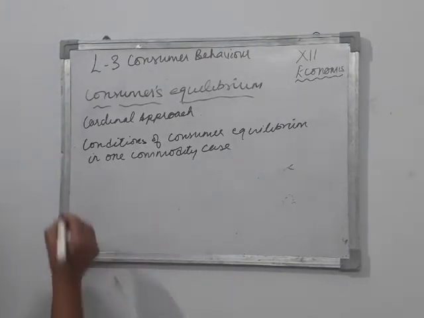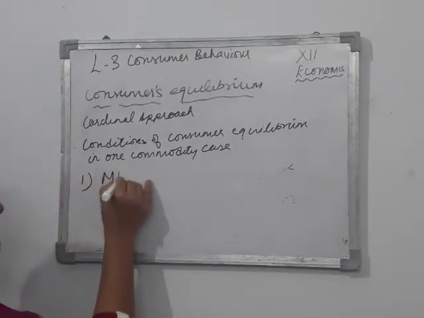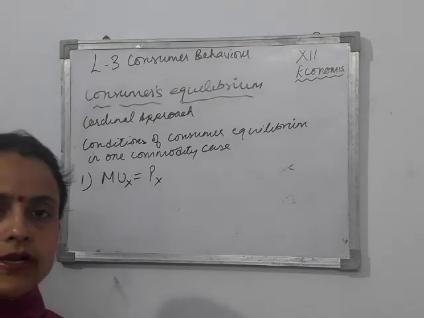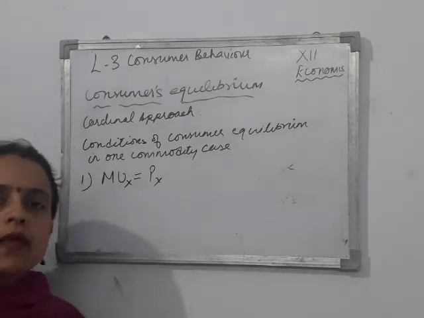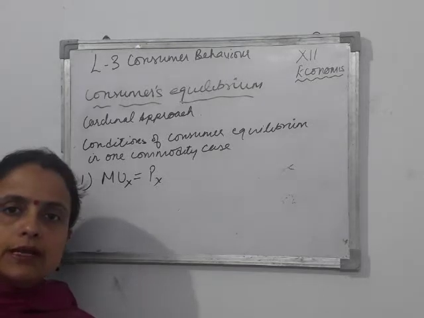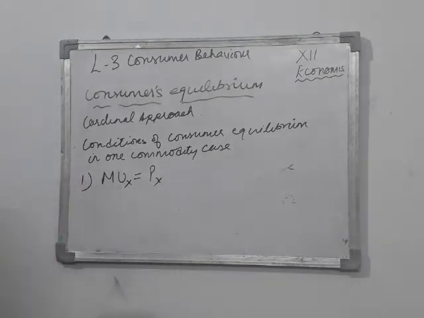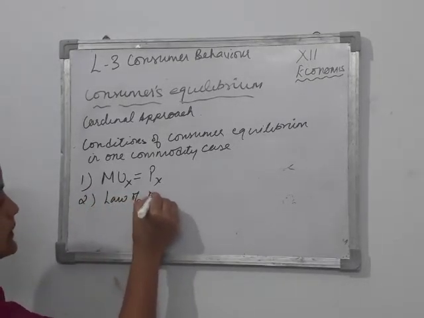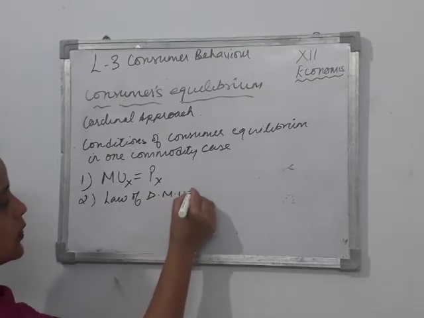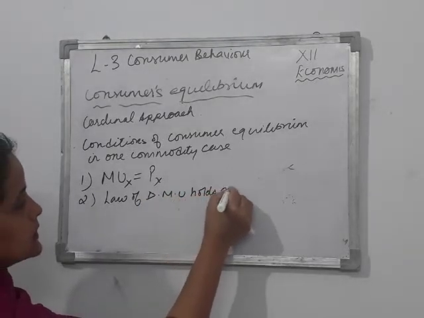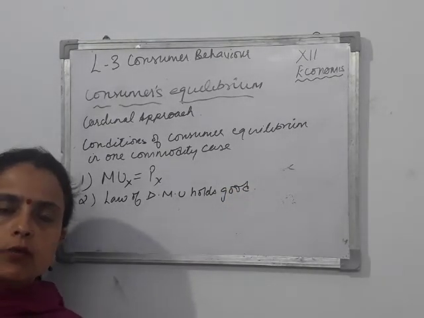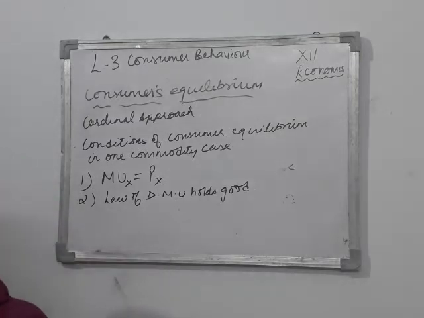ठीक है, these conditions are, the first condition is, I told you, marginal utility of x should be equal to price of x. Then the marginal utility obtained by the consumer from different commodities or from one single commodity becomes equal to its price. This is known as MUx upon Px. Second is the law of DMU, that is diminishing marginal utility holds good. That means when we are reading consumer's equilibrium through cardinal approach in one commodity case, the second condition should be that the law of diminishing marginal utility should operate out there.